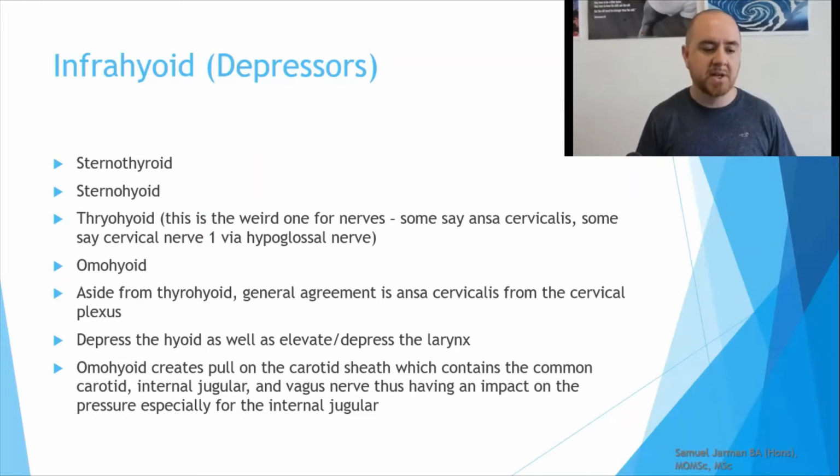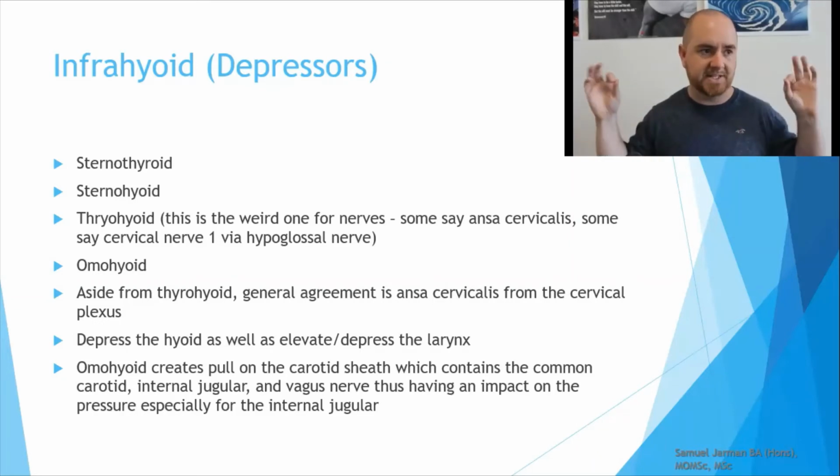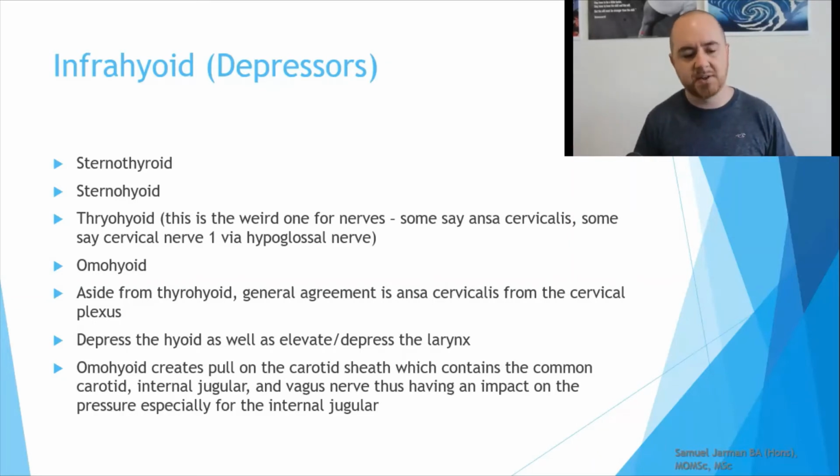Now the thyrohyoid, essentially going from the hyoid to the thyroid, I should say clearly, goes from the thyroid gland to the hyoid bone. So it's able to move those in relation to one another. The omohyoid goes from the hyoid bone to the scapula, and it also has in its middle tendinous region a connection to the carotid sheath. Now, aside from the thyrohyoid, there's general agreement that all of these get motor tone from ansa cervicalis, which is from the cervical plexus. These all depress the hyoid, as well as depress and elevate the larynx itself.